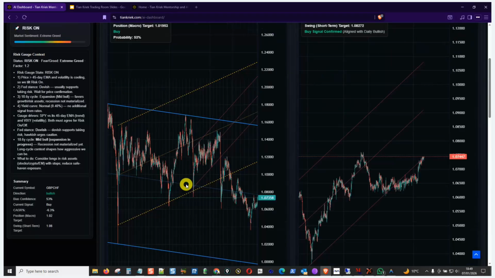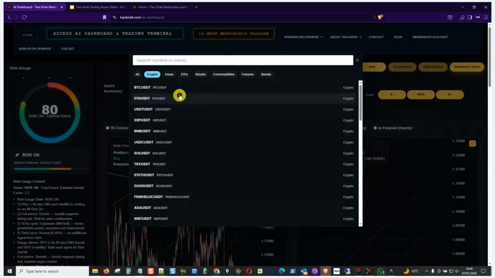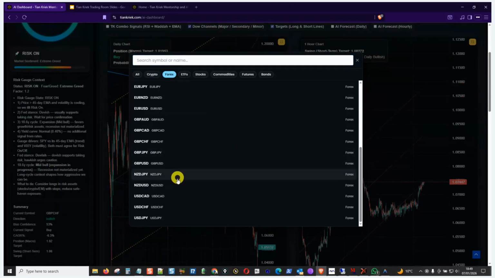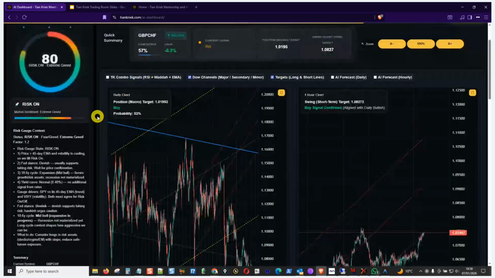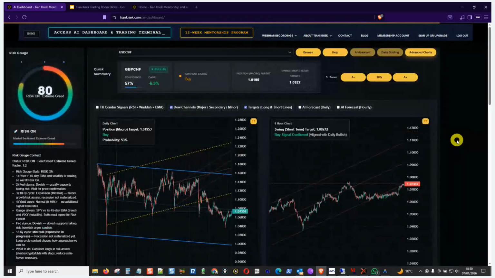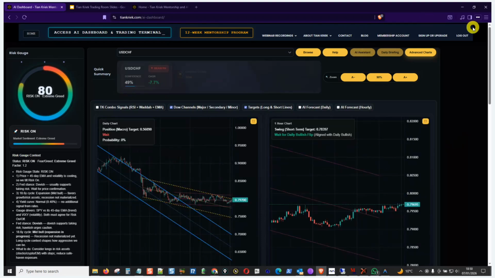Let's have a look at the US dollar Swiss. Why did I add the US dollar Swiss there? Go to Forex, US dollar Swiss. Let that load. Okay, there we go. This is the US dollar Swiss. The US dollar Swiss is bearish. You see, this is why I was concerned. The US dollar is weakening, and that's why the US dollar Swiss is bearish.